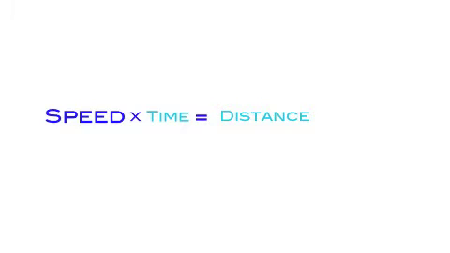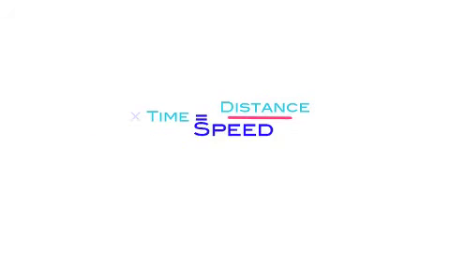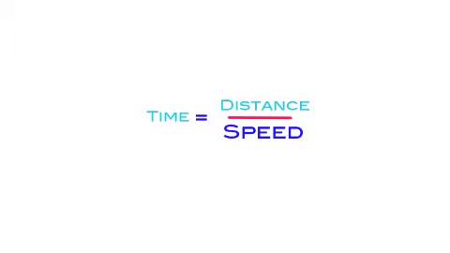And next, if we slide the speed from the multiply by position across the equal sign to the divide by position down at the bottom, we can see that time is equal to distance divided by speed. So let's see how this works in practice.